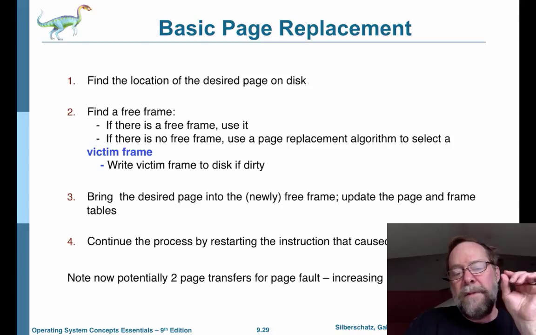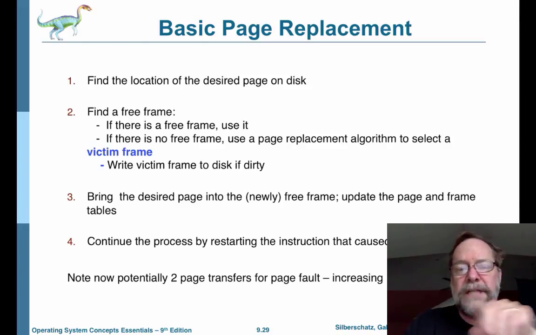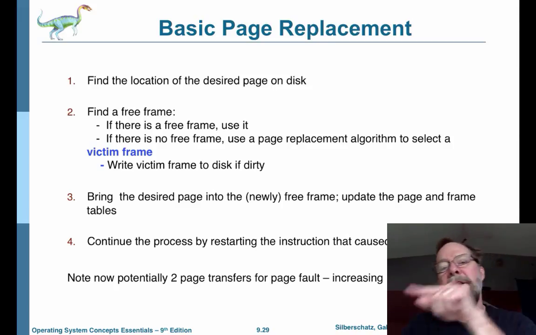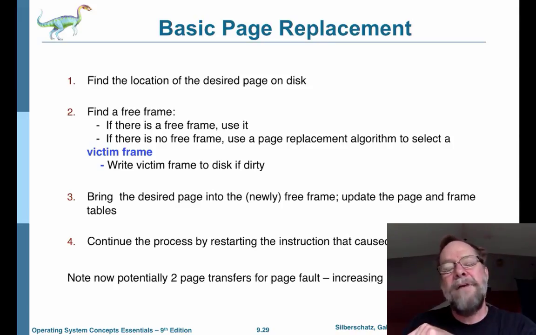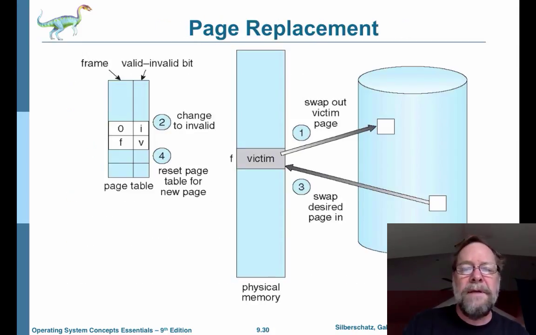There's basically, the problem now is that we may have up to 2 different page transfers we have to do, because if we have to swap a page out, we have to pay the cost for writing a page out to the hard drive, and we still have to pay the cost of bringing the page we needed in the first place from the hard drive back into the frame. So things are a little bit more expensive.